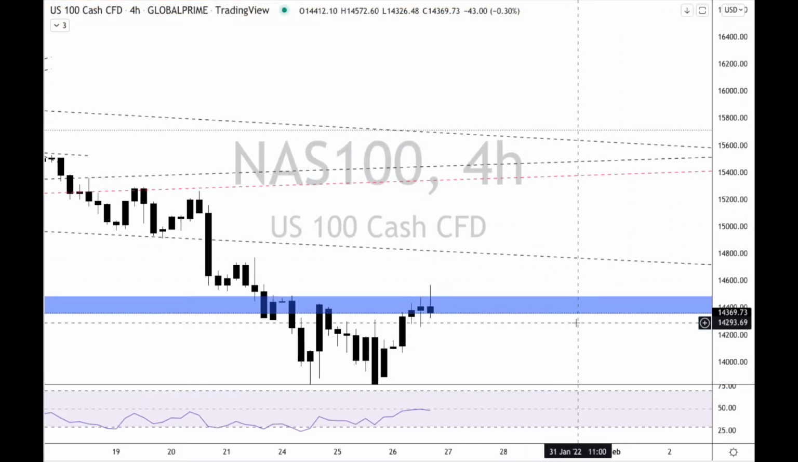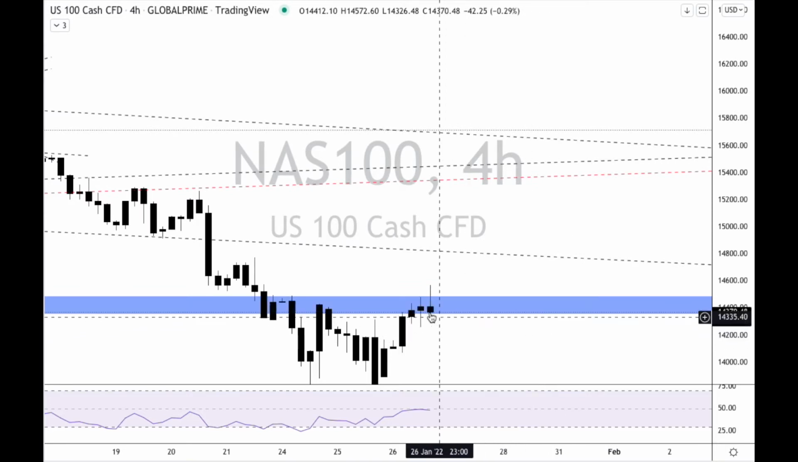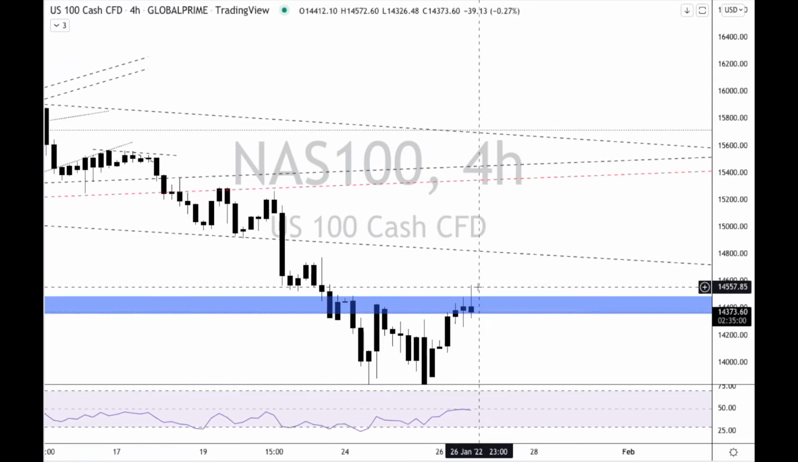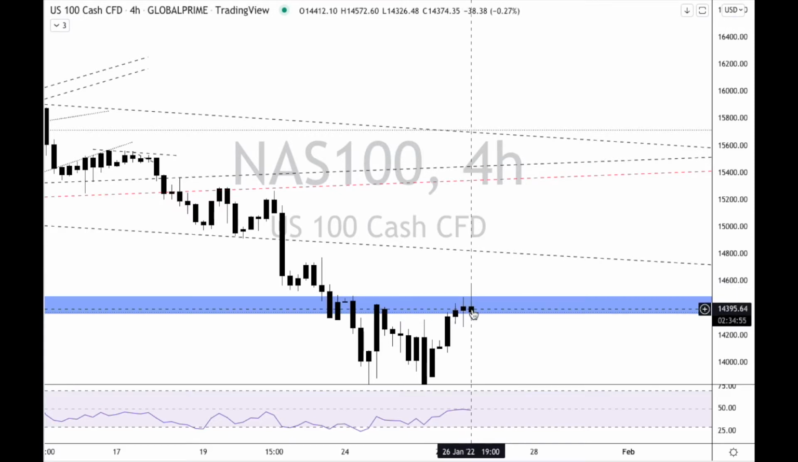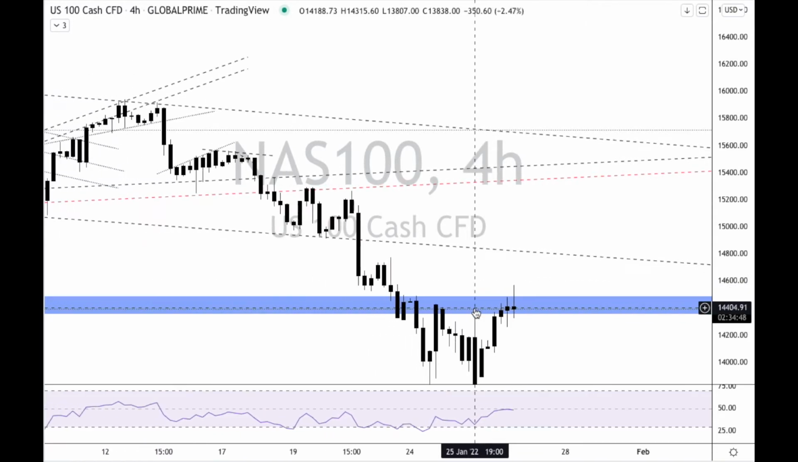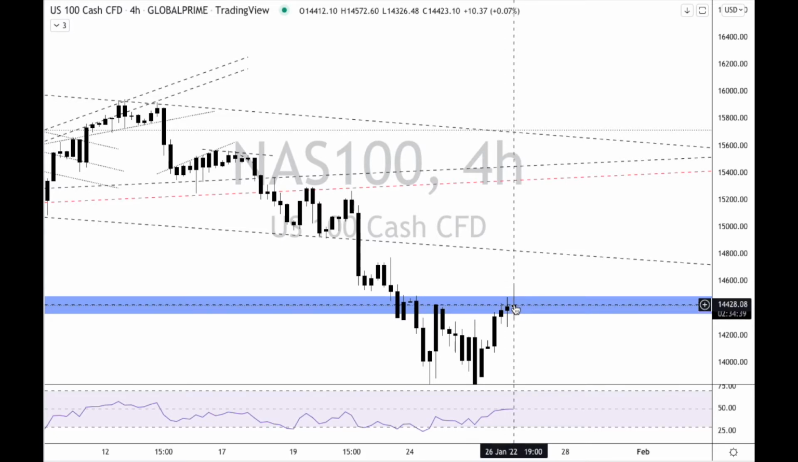Now what I was actually hoping for was an open and close above this blue price action level right here. That's what I want. I want to open and close above this line. And as you can see, it's wicked through, but it hasn't opened and closed above it. So in the meantime, my thinking is this downtrend hasn't broken. We are on the high side of a downtrend, so a sell at this particular level would make sense.